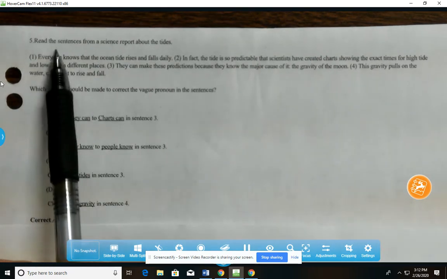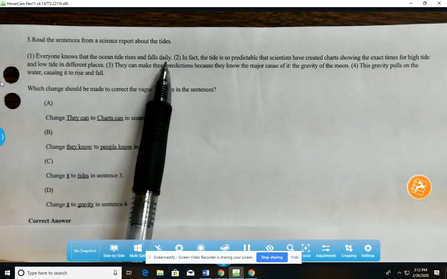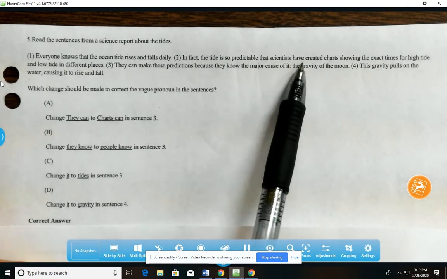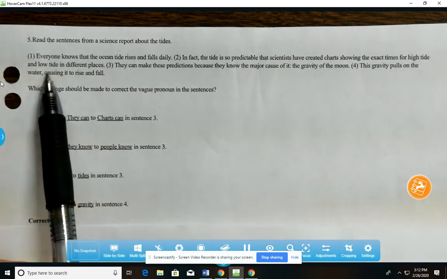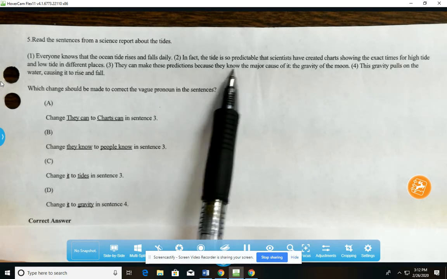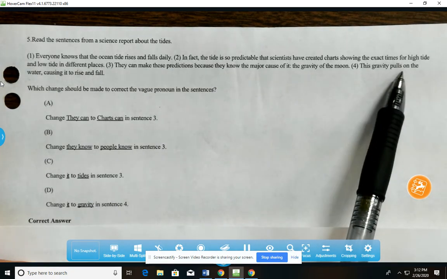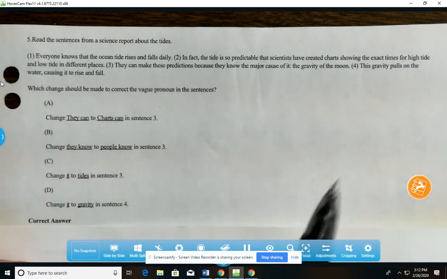Let's practice. Read the sentences from a science report about the tides. Everyone knows that the ocean tide rises and falls daily. In fact, the tide is so predictable that scientists have created charts showing the exact times for high tide and low tide in different places. They can make these predictions because they know the major cause of it, the gravity of the moon. This gravity pulls on the water, causing it to rise and fall.